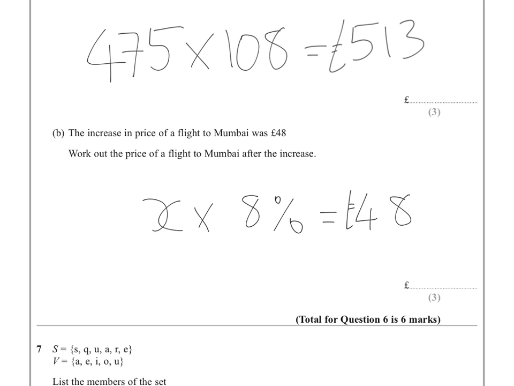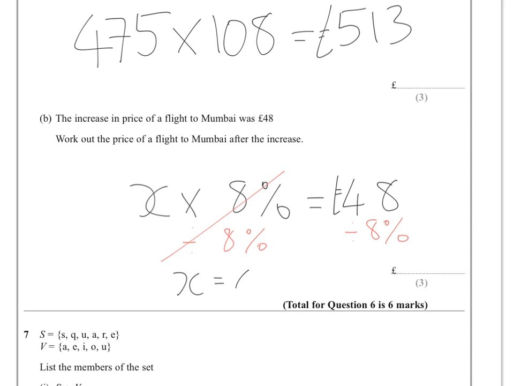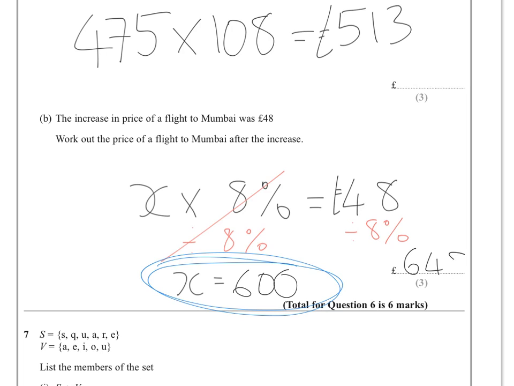Rather, to get rid of the times by 8%, I divide by 8%, leaving me with x equals 48 divided by 8%, which gives me a value of £600. Now we want to find the price of a flight to Mumbai after the increase. So this value here, £600, is the price of the flight before the increase. After the increase of £48, I'm going to have to pay £648 to fly to Mumbai.